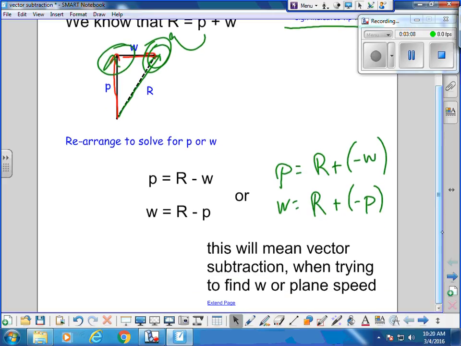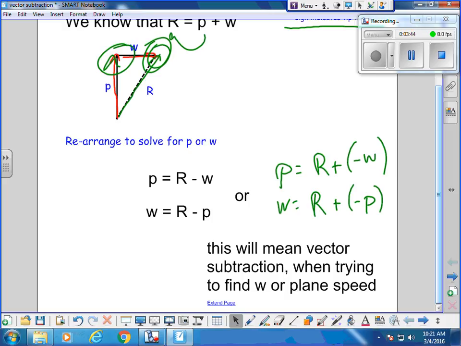So this will mean vector subtraction when trying to find, if the question asks for the wind speed or the plane speed or the boat or the current, not the resultant, then quite likely it's going to be vector subtraction. Now, you guys have been taught vector components. Vector subtraction with components is insanely easy, because all it means is instead of adding the components, you just subtract. So it's like a different button on your calculator. That's literally it. It's really just the setup that is the hard part, or recognizing that it's vector subtraction.